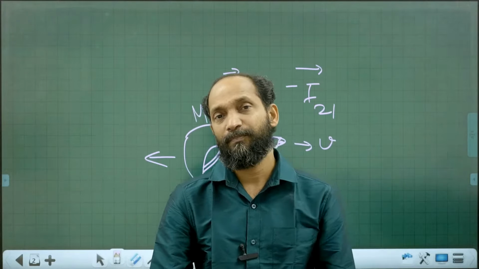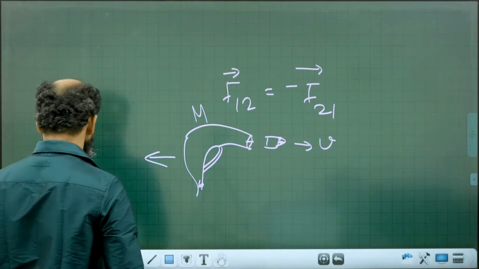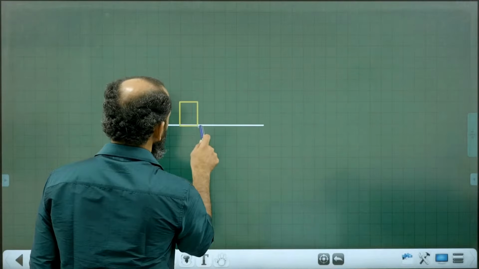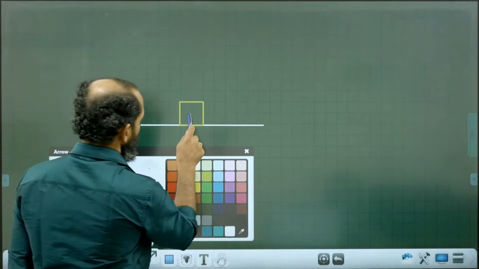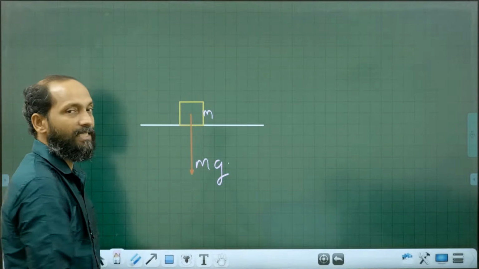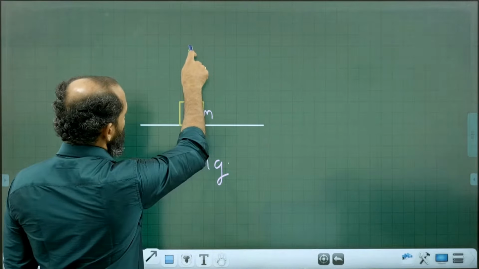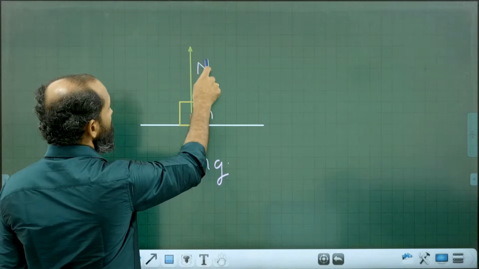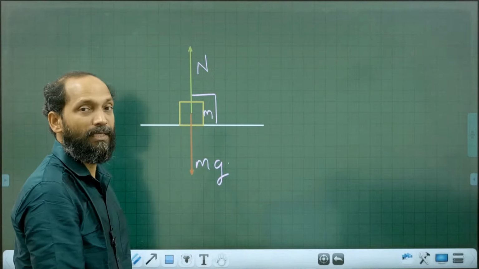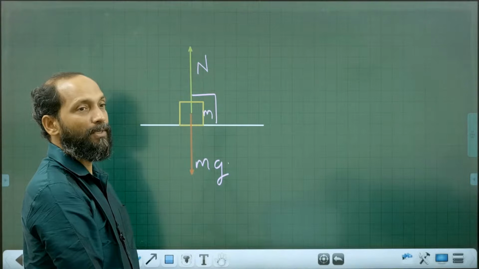Person walking on ground, there are action and reaction forces. A book lying on a table, a more popular example. Without this example, this chapter cannot be produced. For a book lying on a table, the forces acting are the weight mg. If m is the mass of the book, mg is the weight acting on the table. And there is a reaction, that reaction is acting on the book. Let that reaction be called n. That reaction is perpendicular to the surface, called the normal reaction, the normal component, the normal contact force. This is the normal component of the contact force.